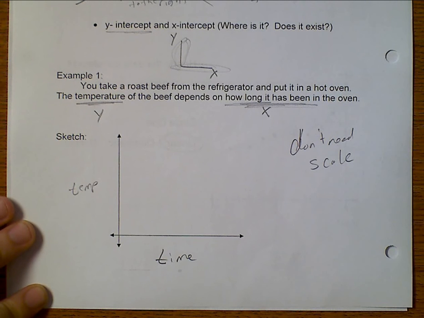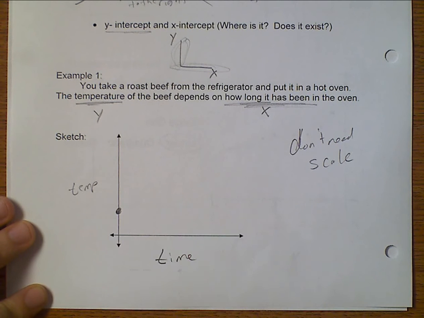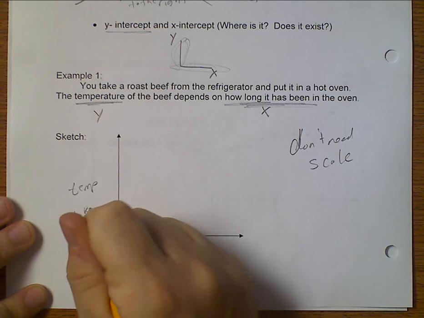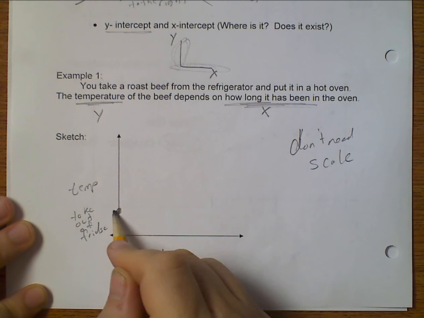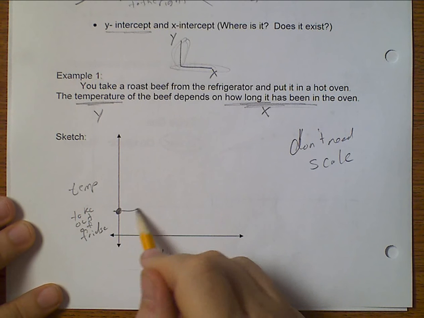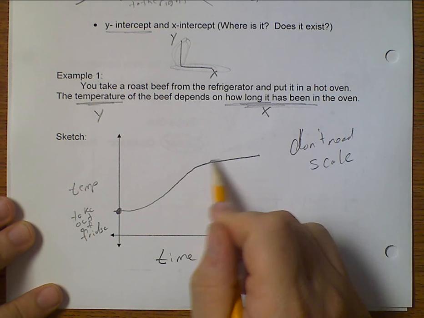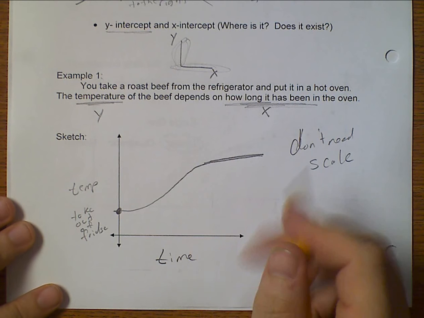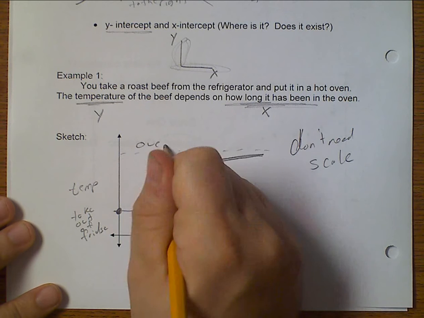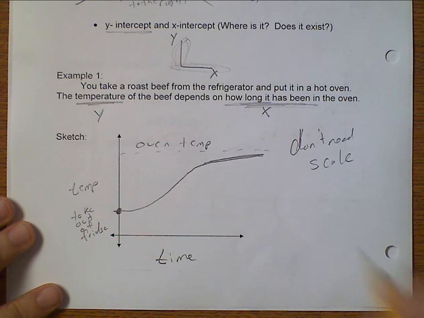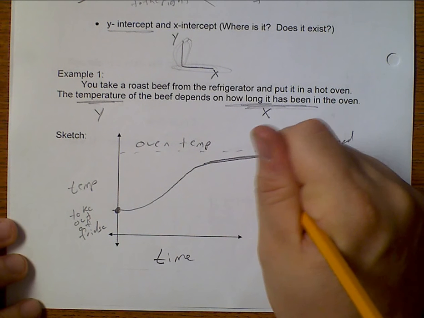So my y-intercept is when I take it out of the fridge. Okay? And it's going to increase, and then eventually it's going to level off as it reaches the oven temp. Alright? And then eventually I take it out of the oven. Alright?